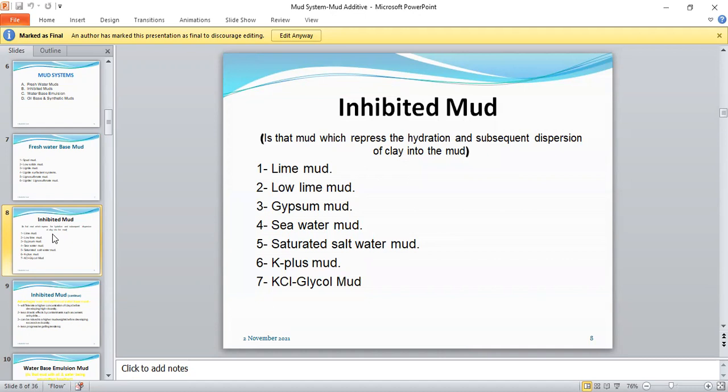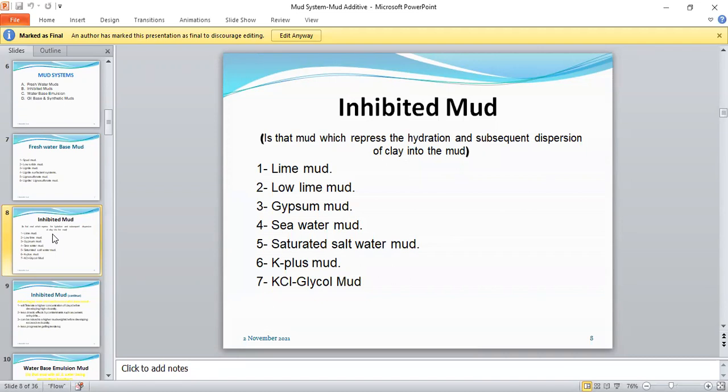Mud that we prepare with seawater. We also have salt-saturated water mud. Salt-saturated water mud is mainly used in salt formation. You're drilling through salt formation. Remember, for you to be able to drill through that salt formation, the salt in your mud will be greater than the salt in your formation in liquid phase, so that you will be able to drill there.